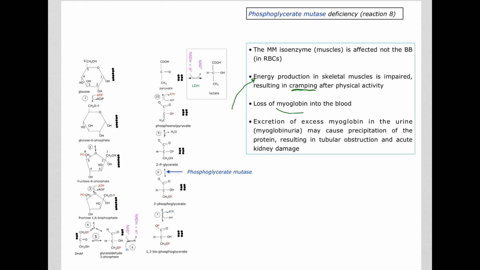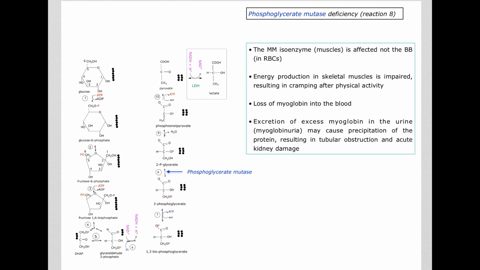And as we mentioned before, muscle cells are very rich in myoglobin, and when these muscle cells are damaged or broken, a lot of myoglobin will be released into the bloodstream. Now, myoglobin is a small protein, with a low molecular weight, so it can very easily go through the filtration system of the kidneys and come out into the urine. So the excretion of myoglobin into the urine is called myoglobinuria.